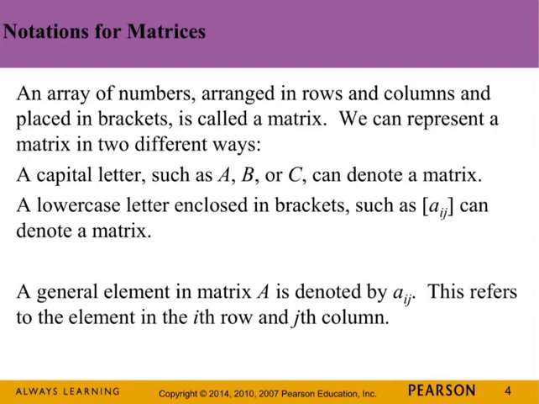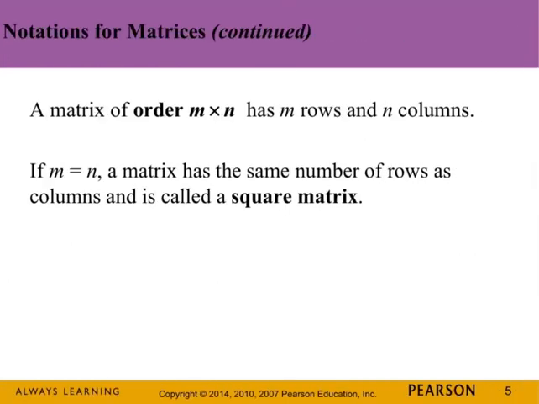So an array of numbers arranged in rows and columns and placed in brackets is called a matrix. We can represent a matrix in two different ways. A capital letter such as A, B, or C can denote a matrix. A lowercase letter enclosed in brackets such as [aij] can denote a matrix. A general element in a matrix A is denoted by aij. This refers to the element in the ith row and jth column, right? So if we want to identify a specific element within a matrix, that's where we use those subscripts i and j. i is the row, j is the column.